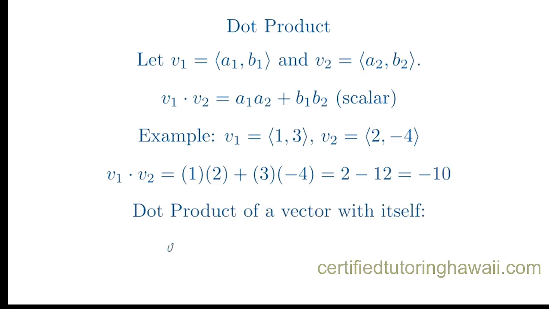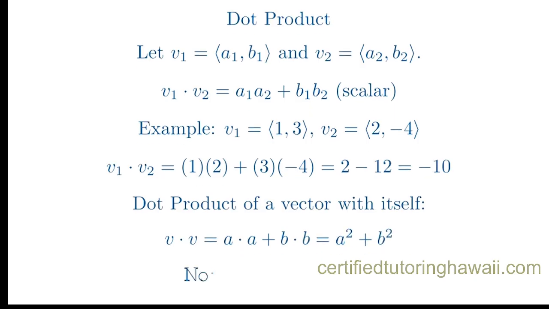For a vector ⟨a, b⟩, the dot product with itself is a squared plus b squared. Notice that this is exactly the magnitude squared of the vector. So v dot v equals the magnitude of v squared.